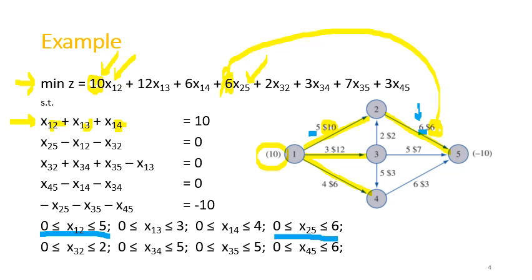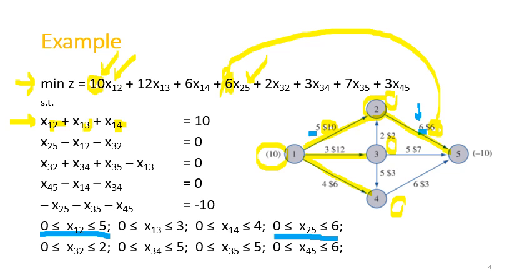For the other nodes, you don't see any value here, so it means that nodes 2, 3, and 4, their net supply equals 0. It means that whatever they receive from the incoming flow, they should send them all out in the outgoing flows. So let's see node 2.